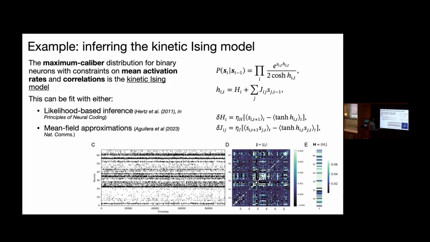And so what you do is actually very simple. You can either do it with likelihood-based inference, or you can do it with a mean field approximation. And there's a bunch of different mean field approximations from statistical physics for this. But it's quite simple. You basically want to reconstruct the connections and the internal currents. And there are these really simple learning rules given from the likelihood. You just update your connections according to this rule, and very, very quickly you can reconstruct the connectivity matrix.